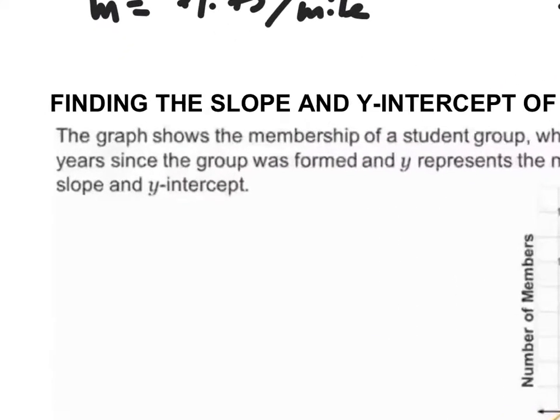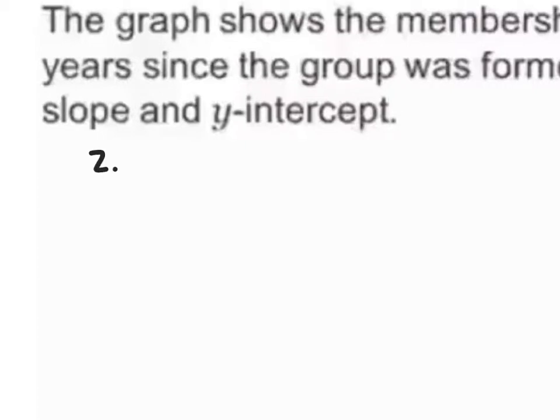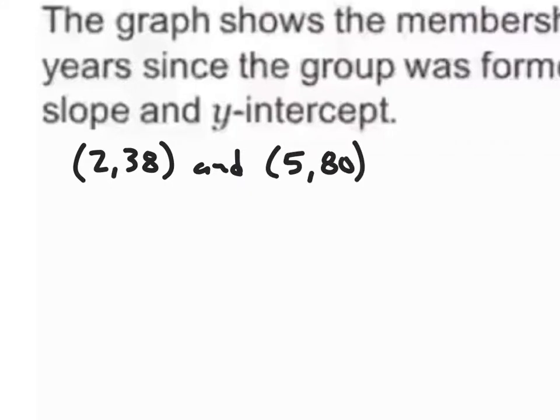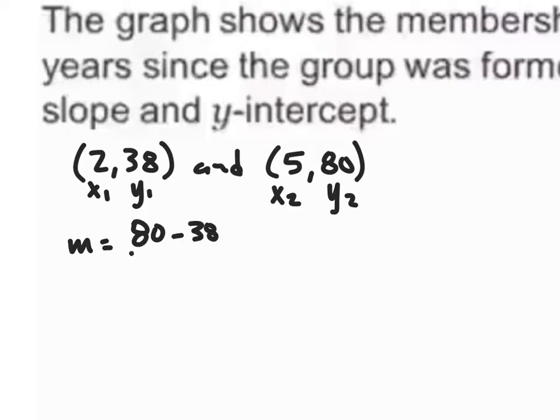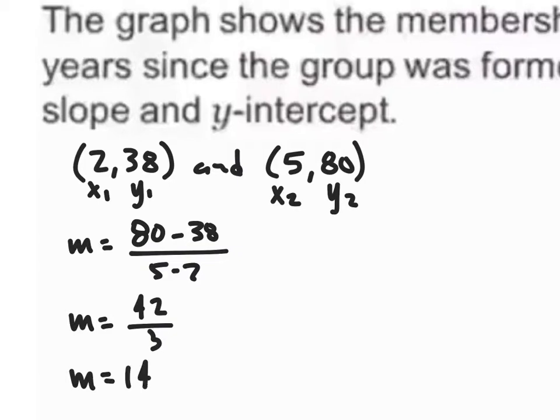So I'm going to come in here. I got 2, 38 and 5, 80. Let me just verify that those are the right points. Now I'm going to label this as x1, y1, x2, y2. So my slope is going to be 80 minus 38 over 5 minus 2. So 80 minus 38 is going to give us 42. So our slope is equal to 42 divided by 3. Let's divide that by 3, and our slope we end up getting is equal to 14. So that's our slope.